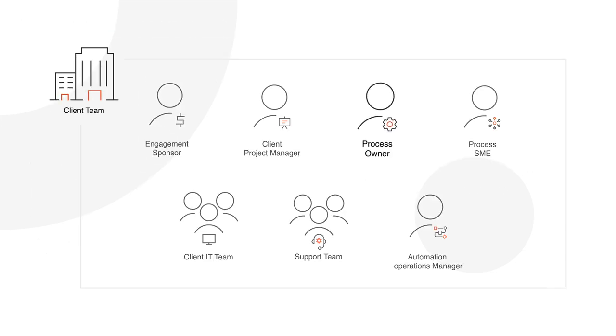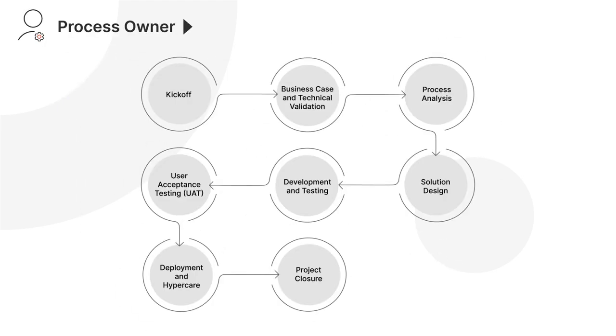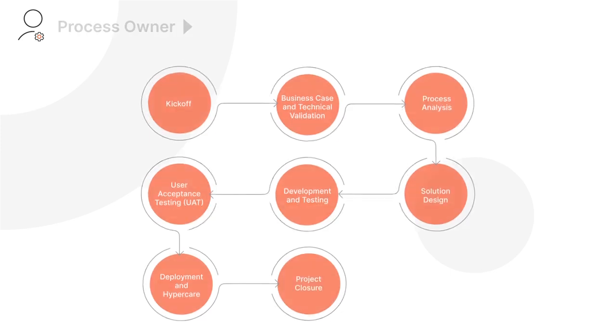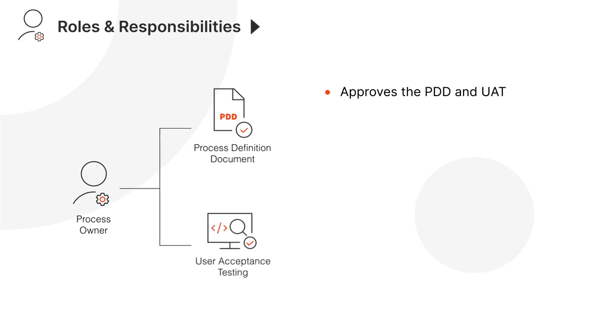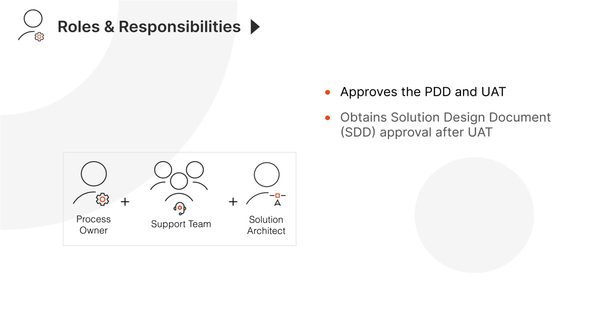Now let's look at the process owner role within the client team. This is one of the roles that cannot be omitted, regardless of the amount of knowledge that the implementation team has acquired. Process owners have to be available throughout the entire implementation process, since they are the decision makers in the end-to-end process. As decision makers, they're responsible for approving the process definition document and the user acceptance testing, as well as working with the support team and the client solution architect to obtain the solution design document approval after UAT.